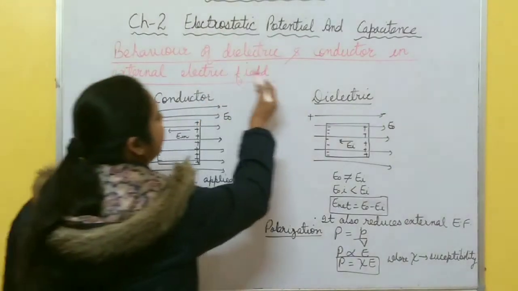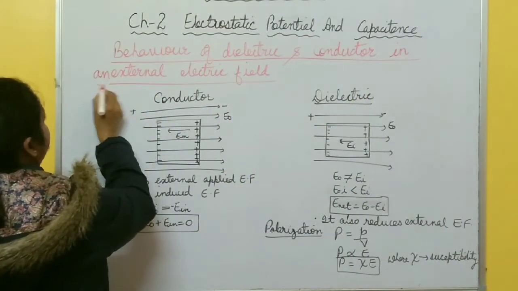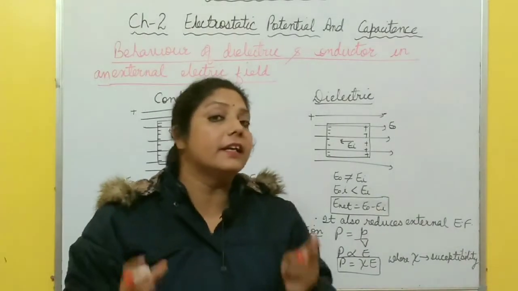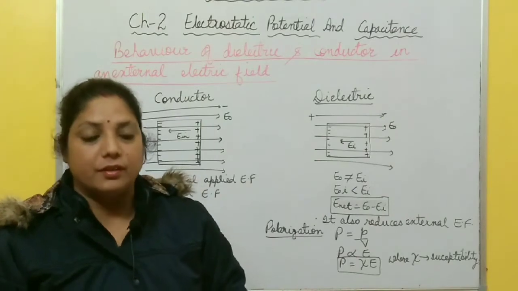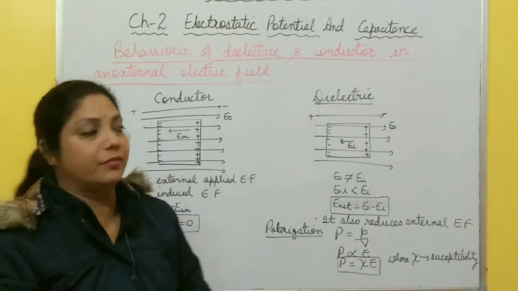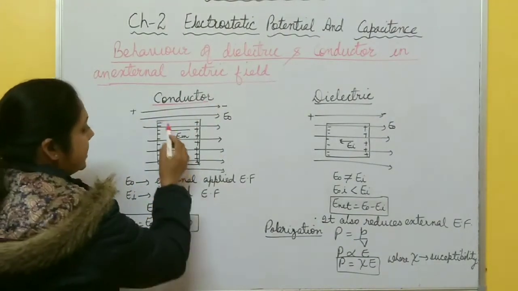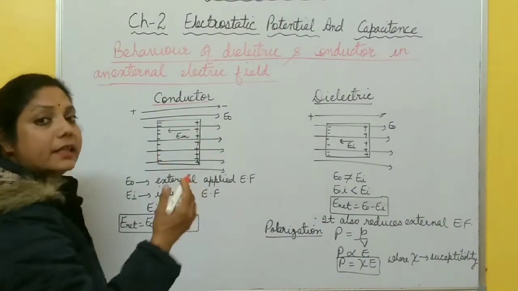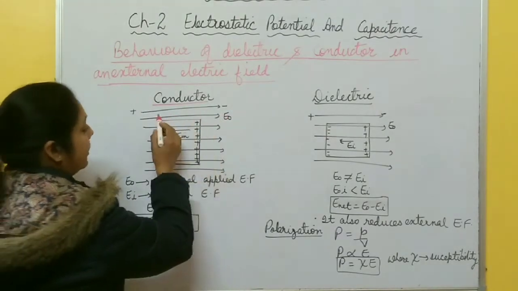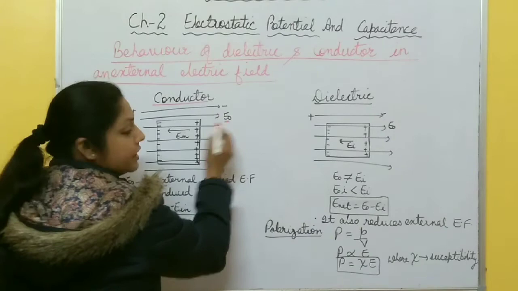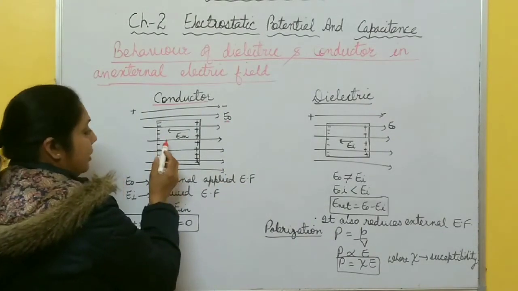Next, behavior of dielectric and conductor in an external electric field. What happens when a conductor and a dielectric are placed inside an external electric field? Let us discuss one by one. First is the conductor, right? Suppose this is a conductor, and when this conductor is subjected to an external electric field E0, this is the direction of the external electric field. Now what happens due to this electric field?